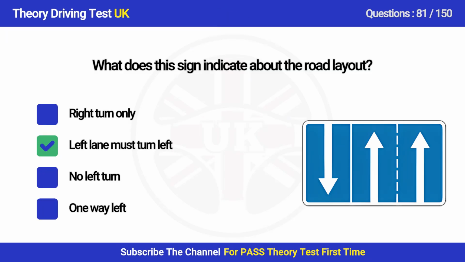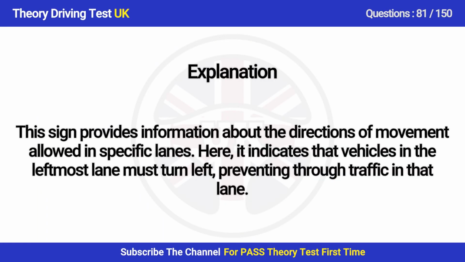Answer is B. Left lane must turn left. This sign provides information about the directions of movement allowed in specific lanes. Here, it indicates that vehicles in the leftmost lane must turn left, preventing through traffic in that lane.